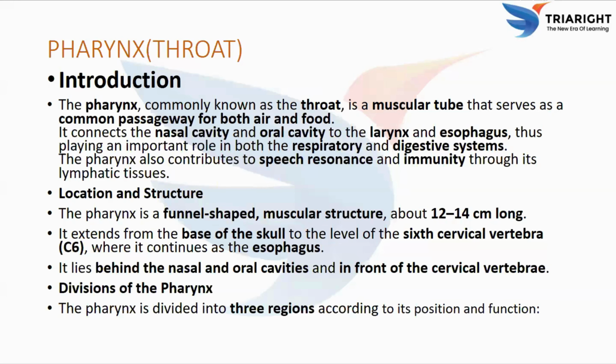So what is pharynx? It is also called as throat. It's a muscular tube that plays a key role in both breathing and digestion. It also acts as a common passageway for air which goes to the lungs and food which goes to the stomach. So how is pharynx connected to the nasal cavity? It connects to the nasal cavity for air and also it connects to the oral cavity for food to two different parts. So the larynx leads to trachea and lungs, whereas esophagus leads to the stomach. Because of this, pharynx is an important part of both the respiratory and digestive system. It also helps in speech and also the immunity.